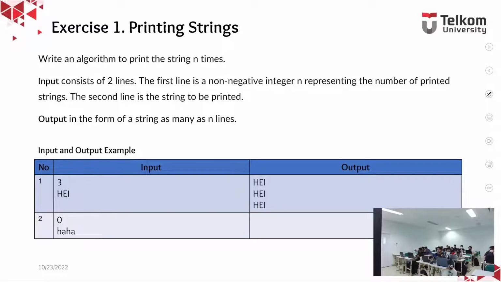The exercise session. Okay, so please write the algorithm for this exercise. Exercise number 1. Write an algorithm to print the string n times. The input consists of 2 lines. The first line represents a non-negative integer. The number represents how many times the string will be printed out. The second line represents the string to be printed out. And on the right-hand side, there's an example of the output. Okay, write down the algorithm in pseudocode.